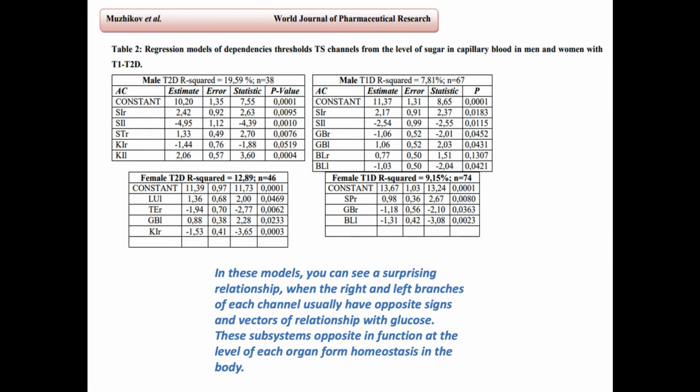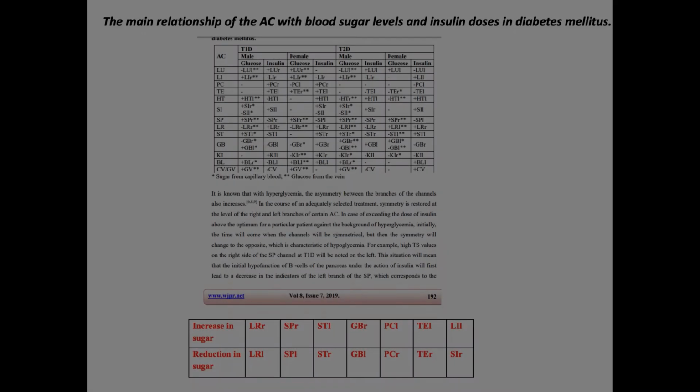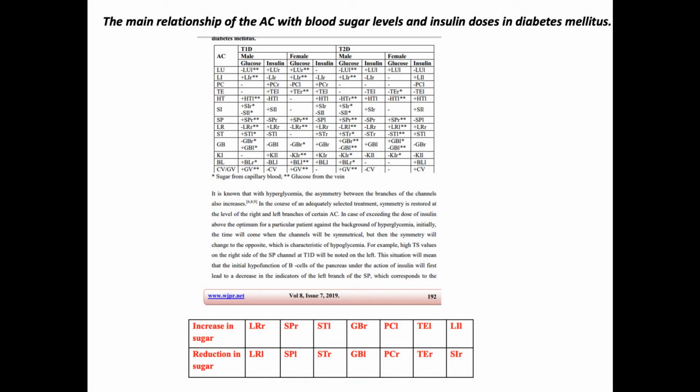This article contains analysis of regression models for links between glycemia level and channels for men and women with type 1 and 2 diabetes on the basis of a large statistical material. Then, in a similar way, the effect of different types of insulin and their dose on channels was assessed. This slide, in a pivot table, presents the resulting data from such comparisons.